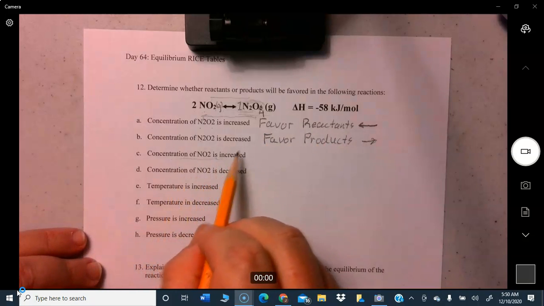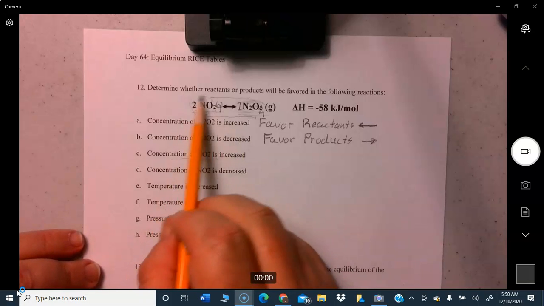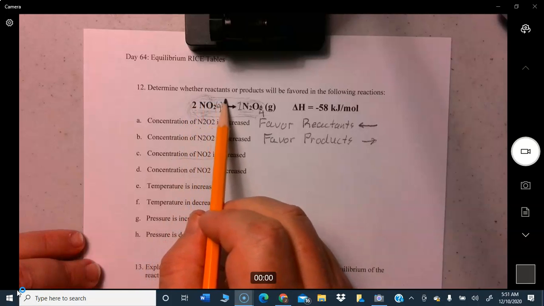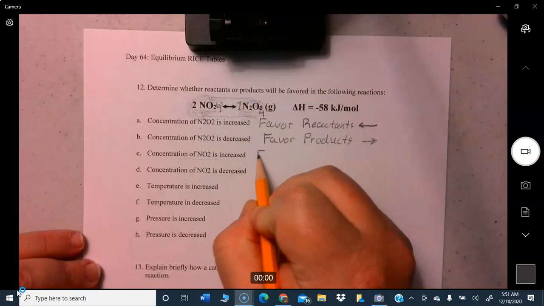Concentration of NO2 is increased. This is increased. Okay, so it's in its happy place. All of a sudden, you pile more of this in than it wants at equilibrium. So it's going to start decreasing this by starting to produce more of the product. So that's going to favor products.